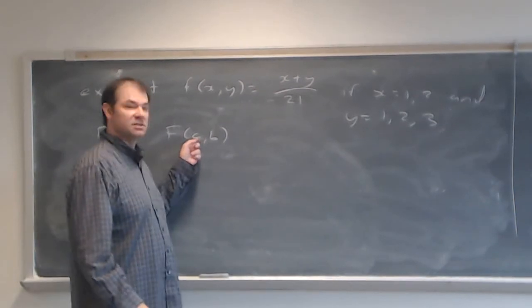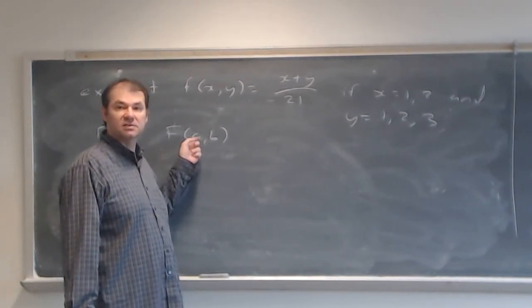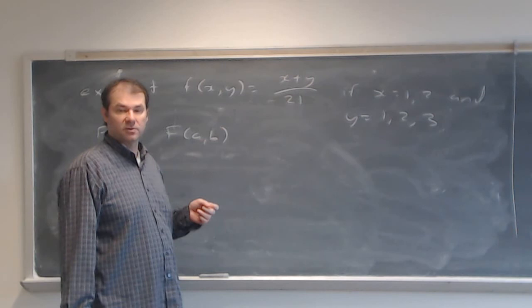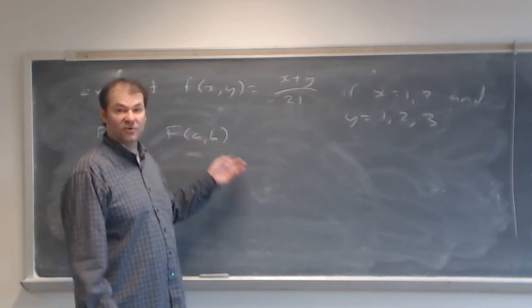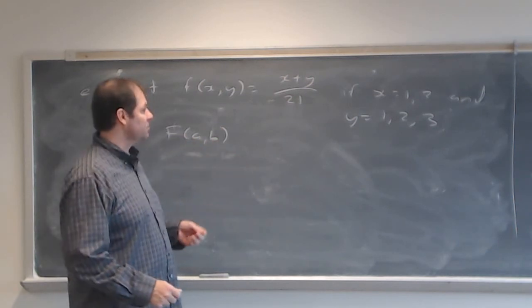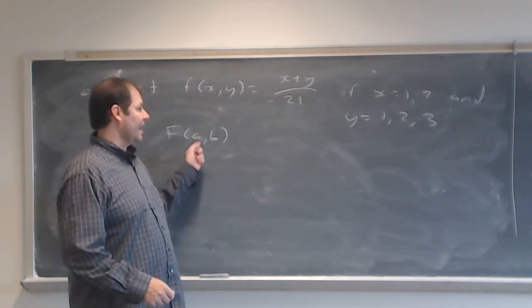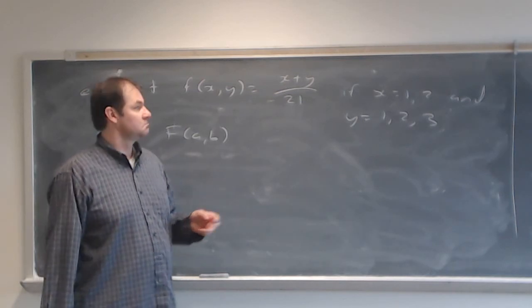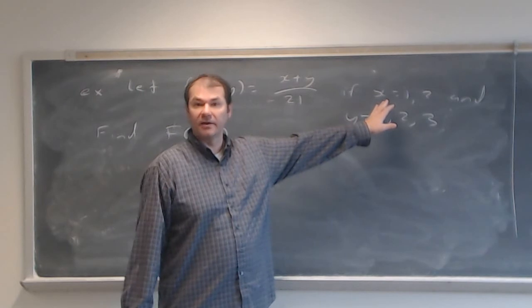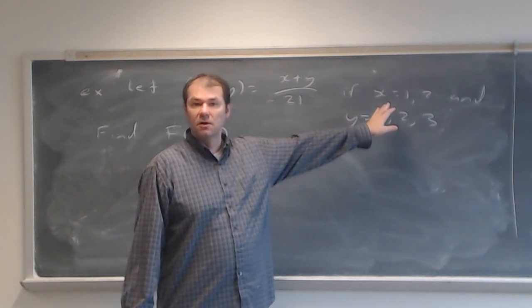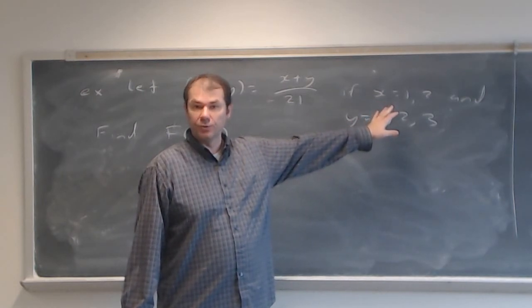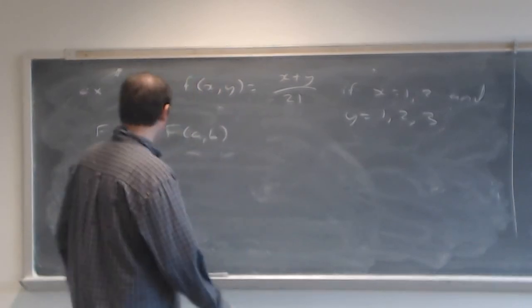This means that this is the chance that x is less than or equal to a, and y is less than or equal to b. So we want to define this for a and b values. But here's what I'm thinking. If a happens to be less than 1, then it can't happen because the x values are 1 and 2. So here's what I can say.